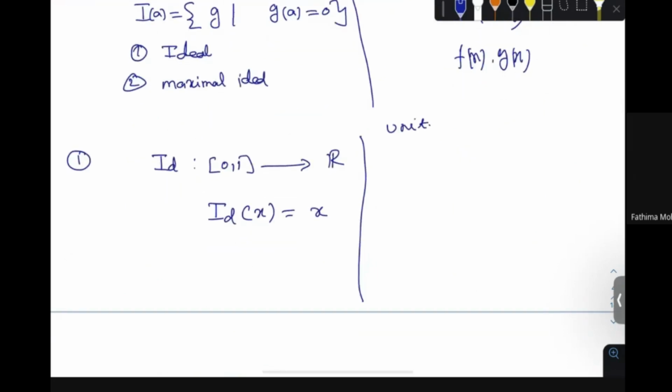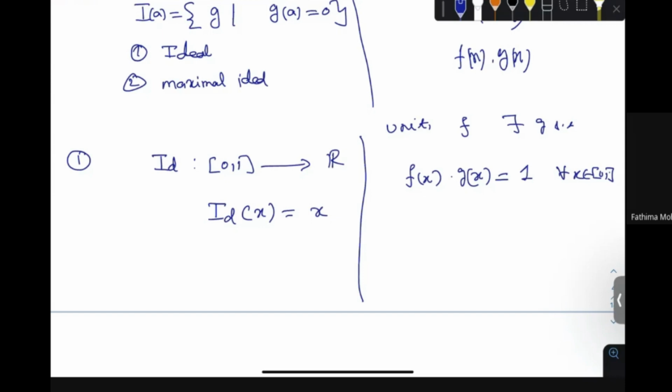Here, unit means f is said to have a unit, so there exists a g such that f(x) into g(x) equals, it's not the identity, remember, it's 1. The point-wise product is always 1 for every x belonging to [0, 1]. And this itself shows that f never vanishes. If f vanishes at some point, you cannot get a unit, right? f is not vanishing at all. If f is 0 at some point, you may not get 1 always.